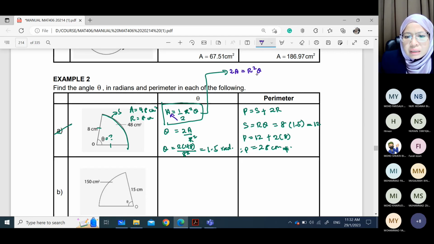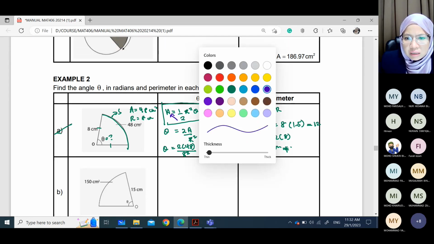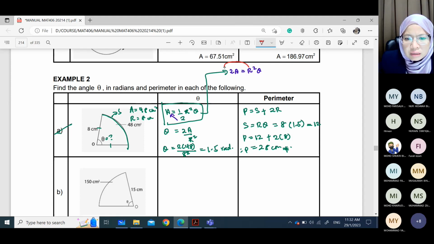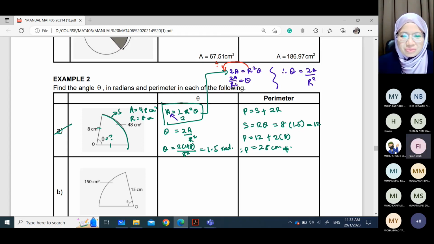So kita nak theta saja, maknanya kita perlu pindahkan R kuasa 2 ke sebelah. So yang ni dia adalah darab kan, operasi darab. So bila dia pindah sebelah, dia akan jadi operasi bahagi. Okay. So daripada sini kita akan dapat 2A bahagikan dengan R kuasa 2. Sama juga dengan theta. So theta is equivalent with 2A over R to the power of 2. Oh, okay. Macam tu. Faham. Terima kasih. Okay, sama.